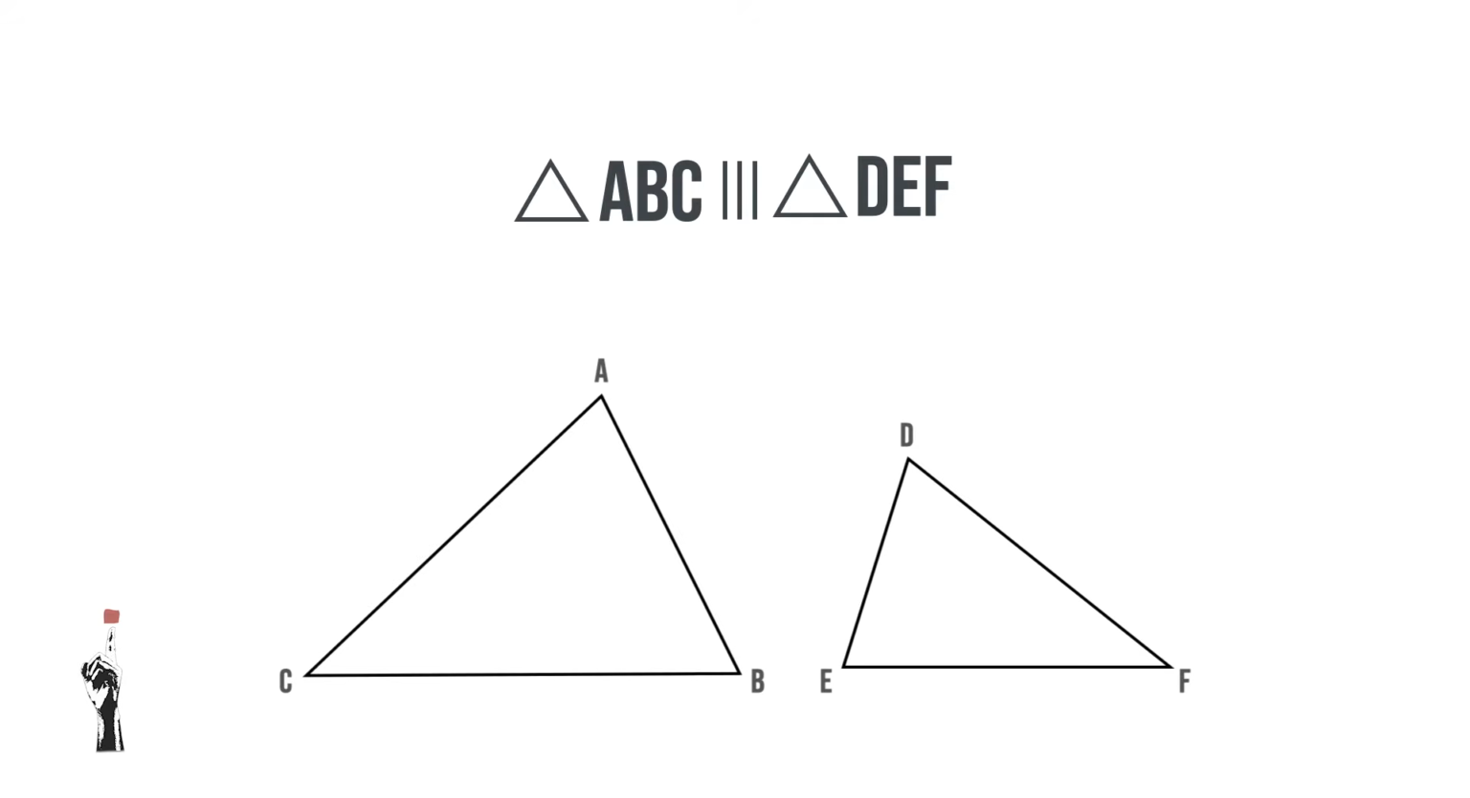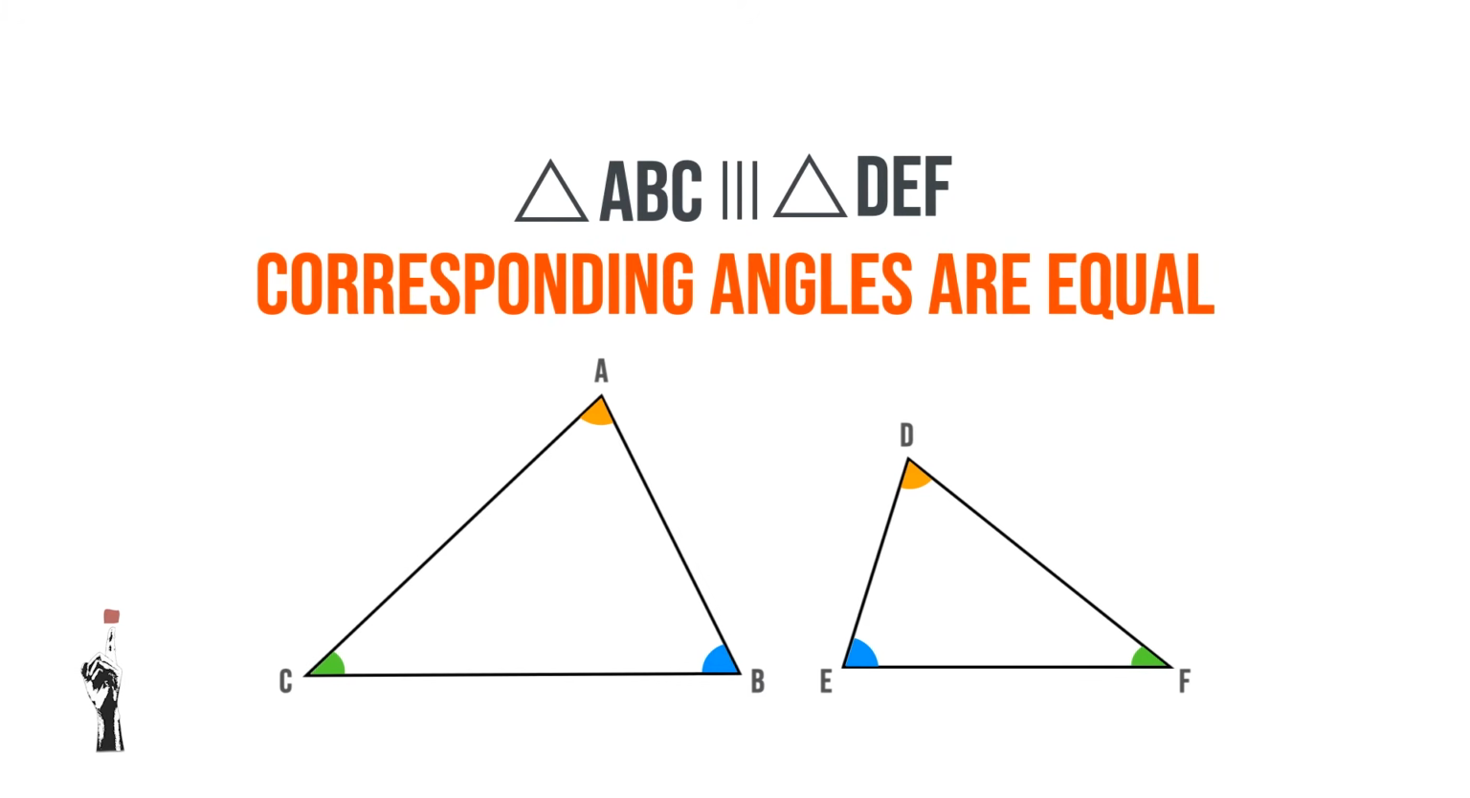What this means is that angle A of my large triangle is the same size as angle D of my smaller triangle. This also means that angle B of my large triangle is the same size as angle E of my small triangle. And also that angle C of my large triangle is equal to angle F of my small triangle. Therefore, I can say that corresponding angles are equal.